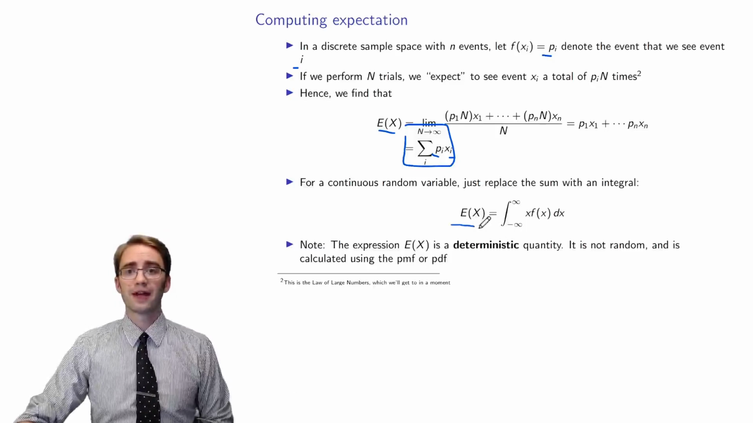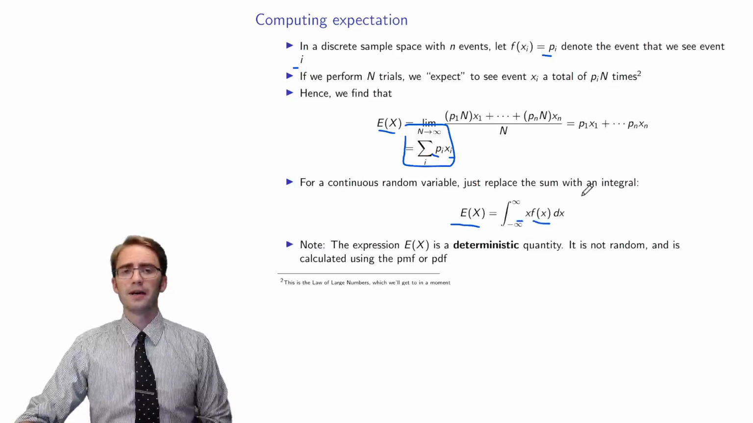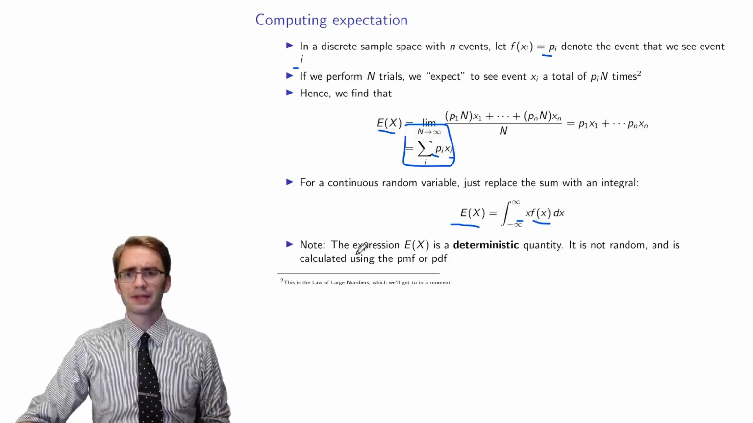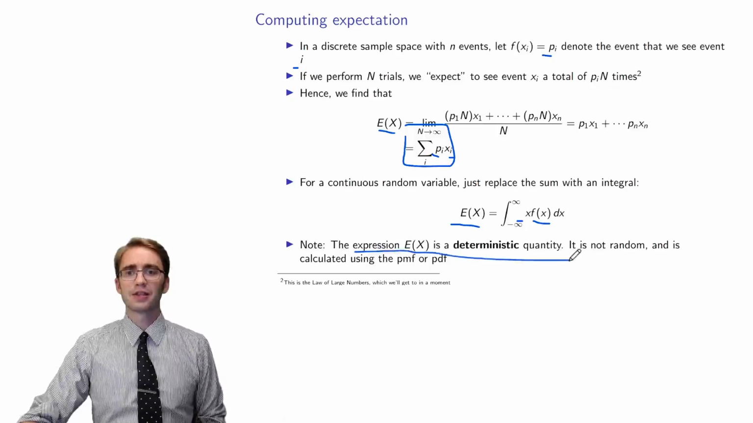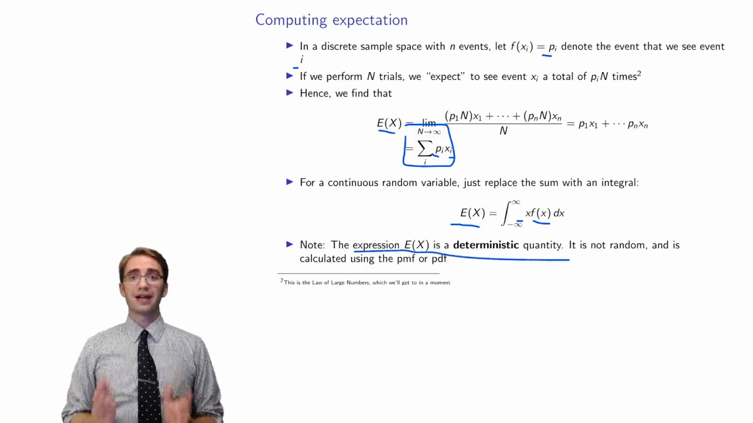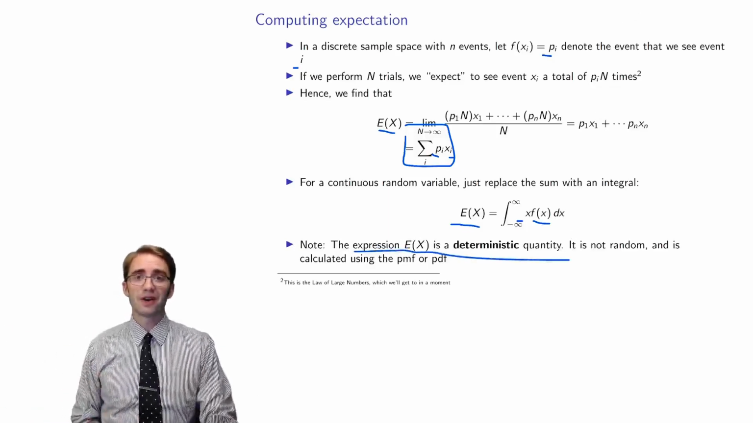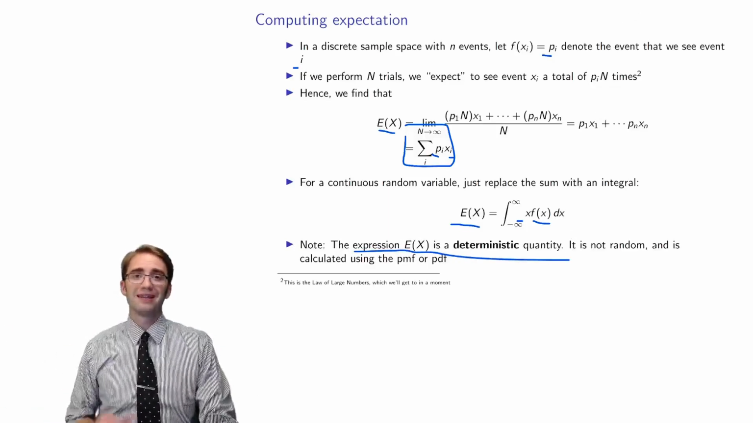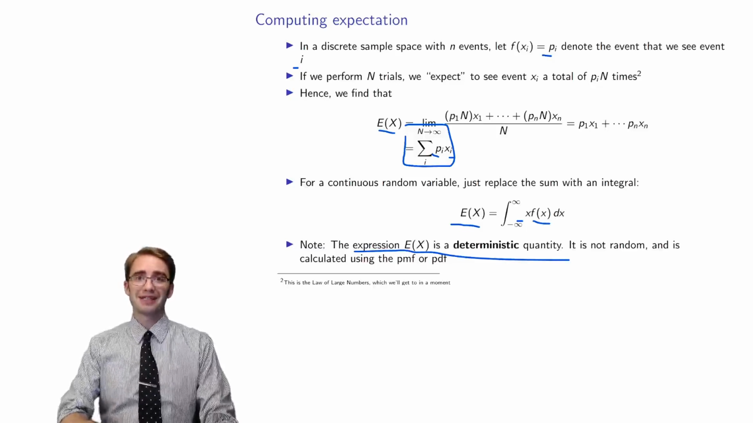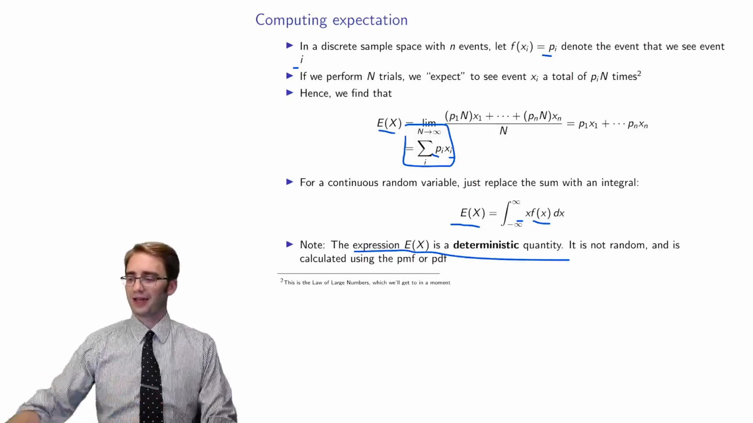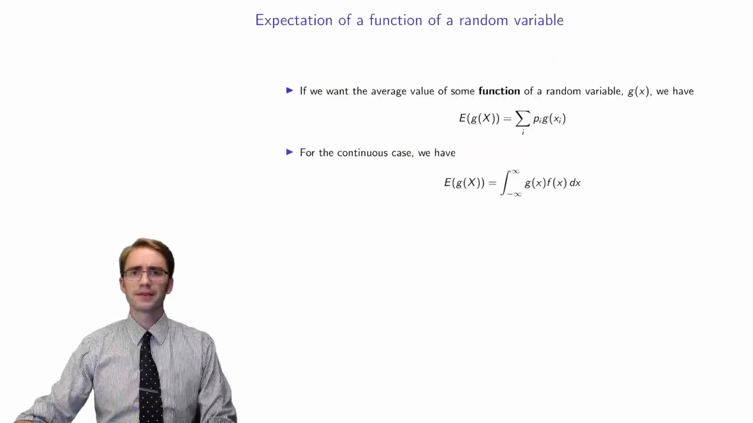So the expected value of a continuous random variable is the integral of x times the PDF. An important conceptual note is that this expression E of x is a deterministic quantity, right? It is not random. It's a number. I say there's a random variable with a certain kind of distribution, and the expected value is a number that you write down. It's not like flipping a coin where the outcome depends on the experiment. Expected value is just one single value. We'll do some examples of this in a minute.